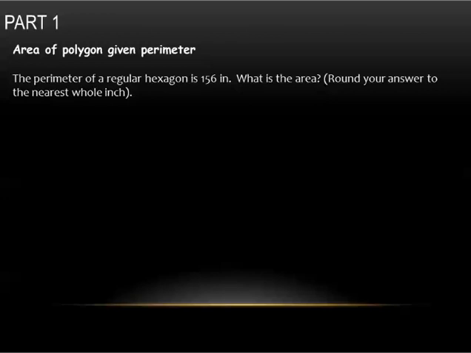The area of a polygon given the perimeter. Now, I want you to pay special attention to how I work this out because this is for a hexagon. And on part 2 of your test, you have to explain why this formula works for a hexagon. So paying close attention to what I say and how I work this problem will help you answer that problem on the part 2 test.